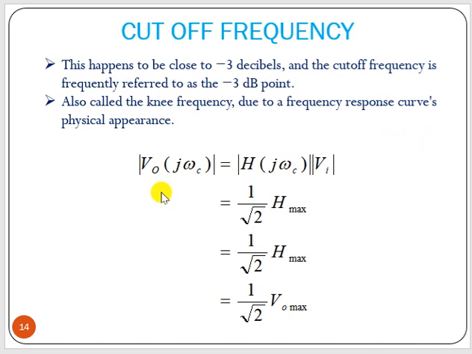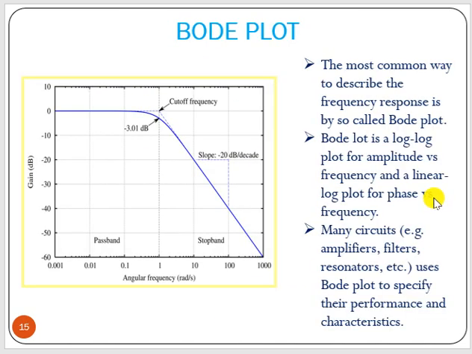So according to that, we can write that the output V0 of j omega c equals the transfer function times Vi. So output by input equals the transfer function. Output equals the transfer function into Vi, and here that will be 1 by root 2 of H max, or 1 by root 2 of V0 max. Now there is one plot that is called the Bode plot. In that case, we have to plot.